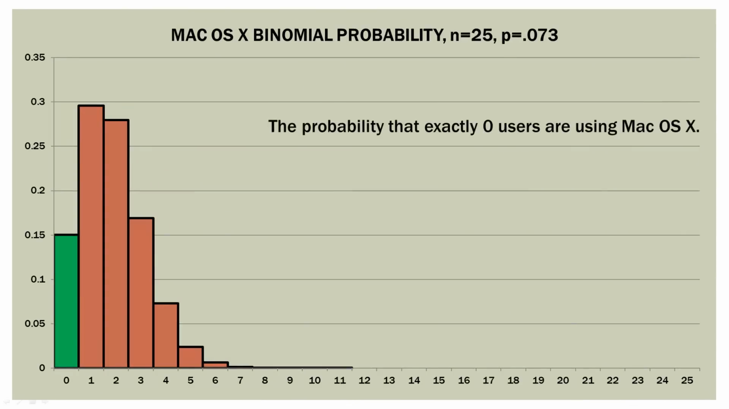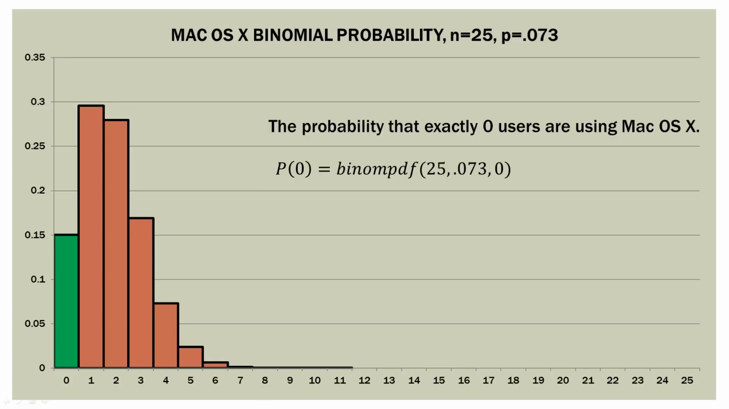Now, what's the probability that exactly 0 users are using OSX? So now we're interested in the green bar over on the left. That's 0. So we go ahead and put this into our calculator. And again, it's the binom PDF, and that is 25, 0.073, 0. That'll give us the height, or the probability, of that green bar.